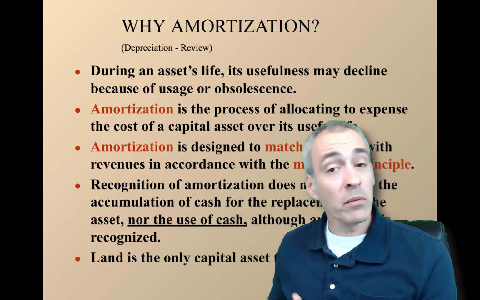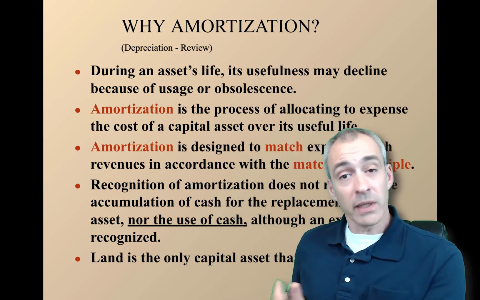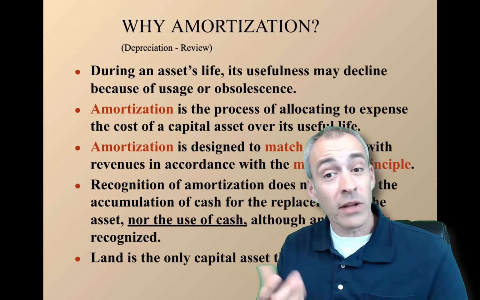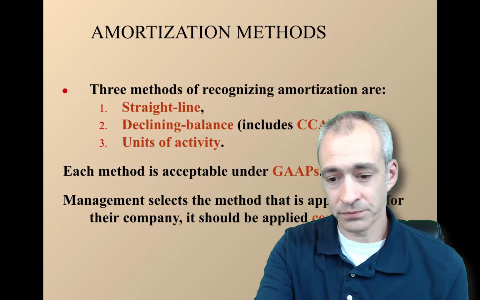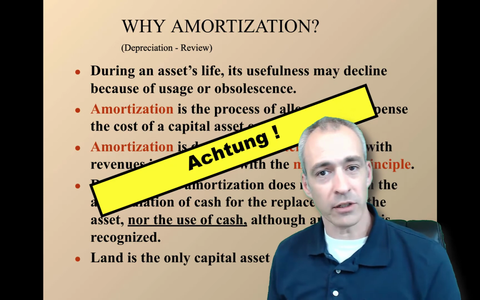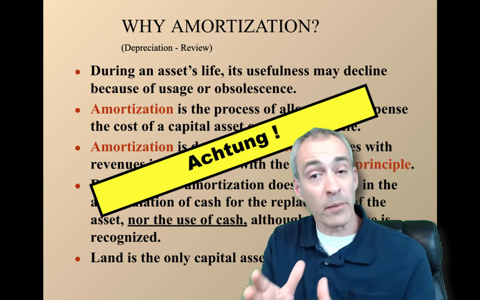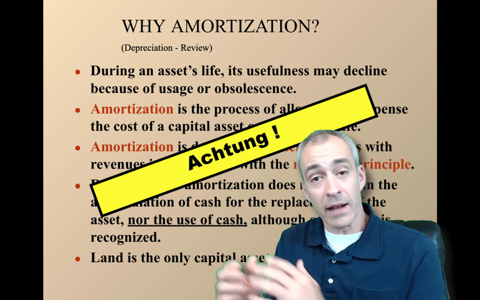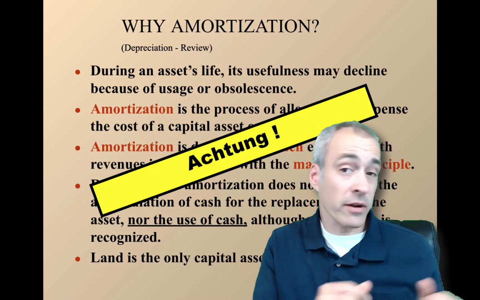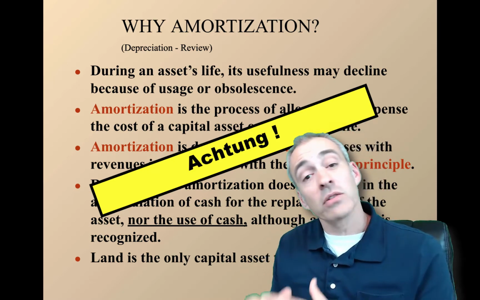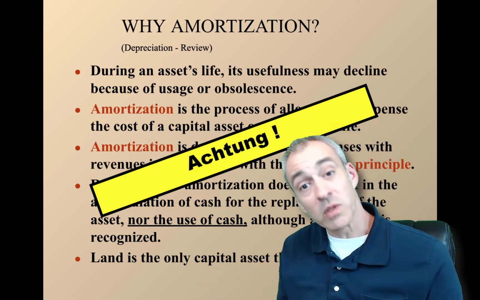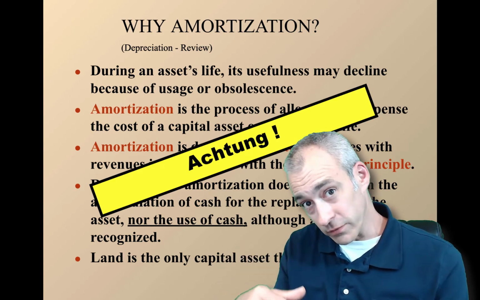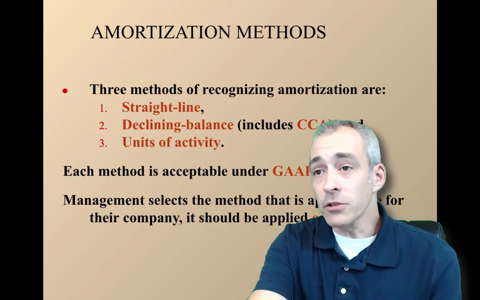This should be review. If you don't remember why you do amortization, you can read this as easily as I can. So let's move on to the next slide. There's a big Achtung there, of course, because you can pick what amortization method you want. And if you decide that your asset is wearing out slower or faster, you can also change the speed of amortization, which we're also going to learn about in grade 12. But first, on to our methods.